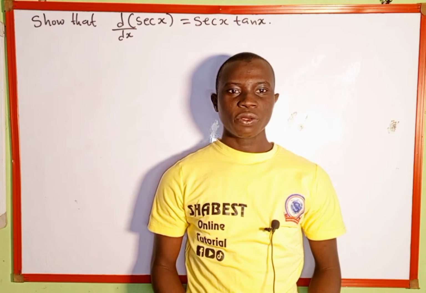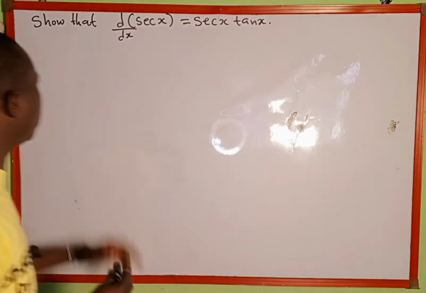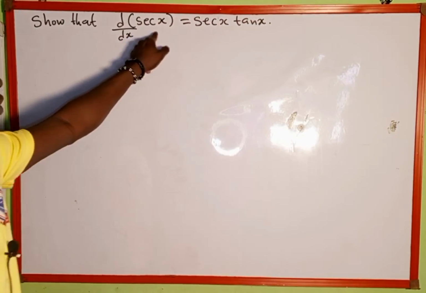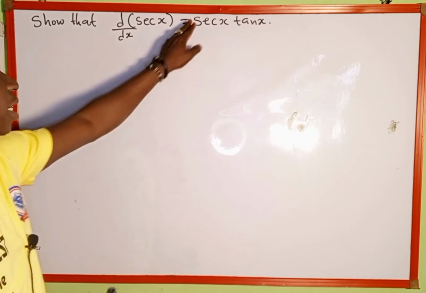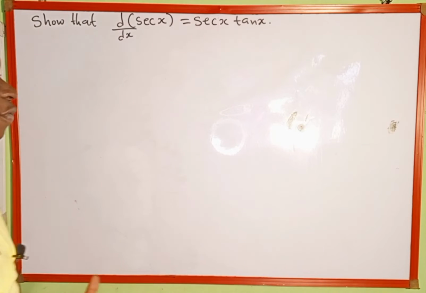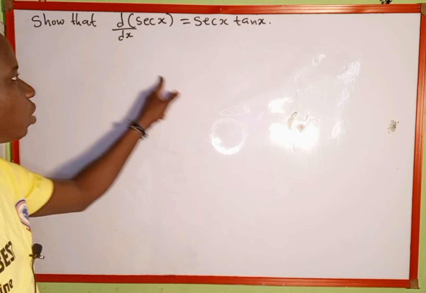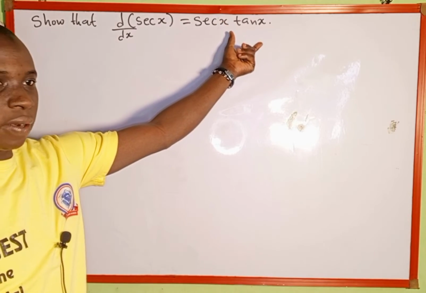In today's tutorial, we are going to learn how to prove this trigonometry function. The question on the board reads: show that the derivative of sec x with respect to x is the same as sec x multiplied by tangent x. So the first thing we are going to do is to take the left hand side of this equation and show that it is the same as the right hand side.